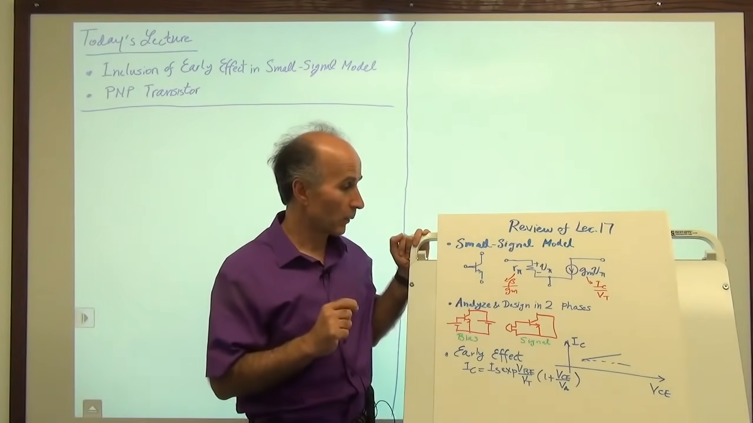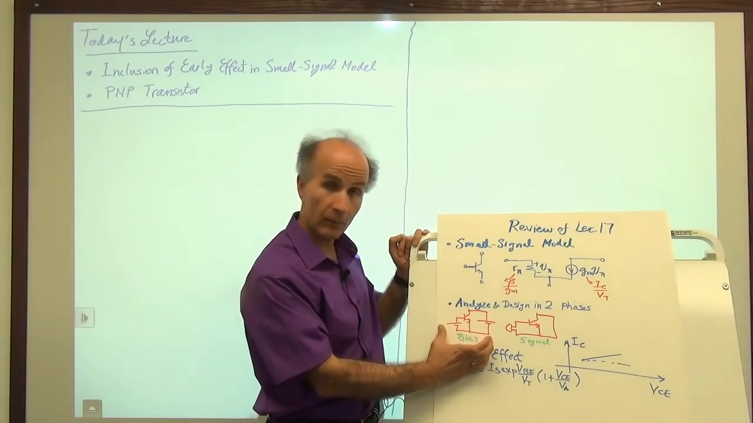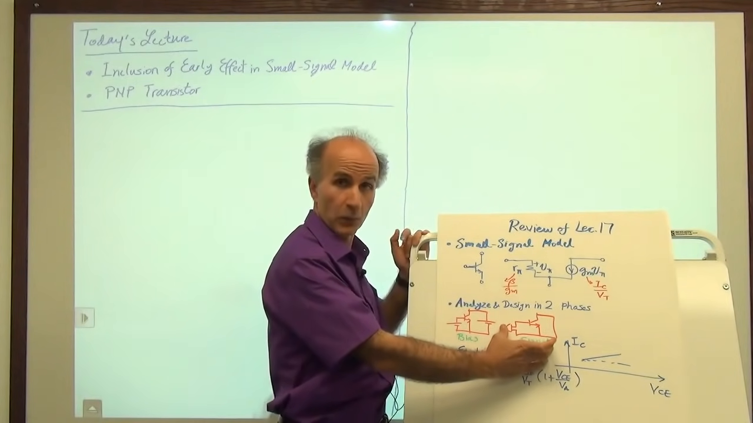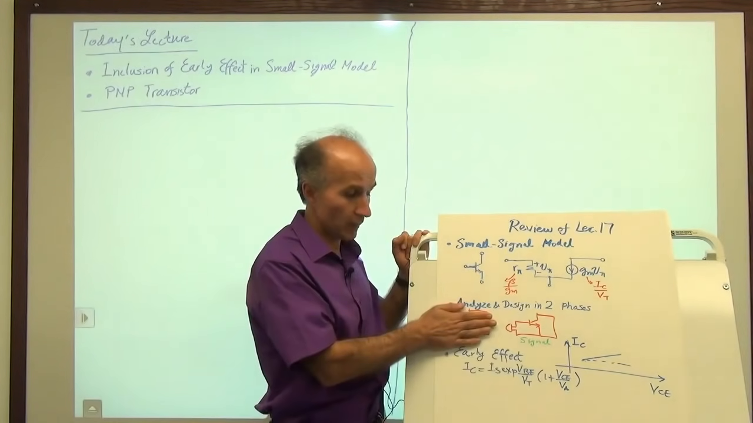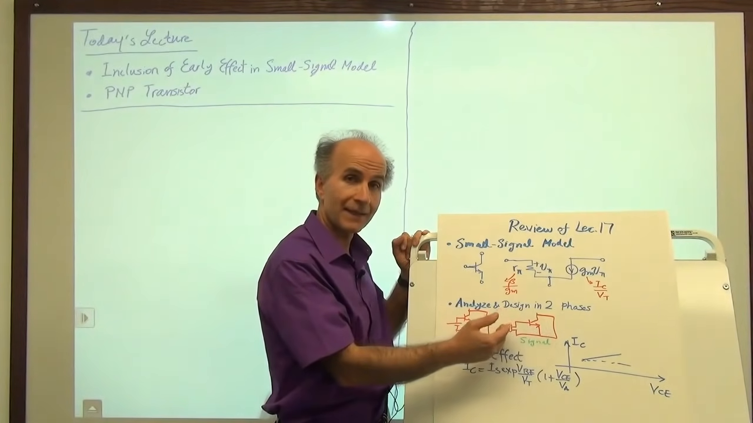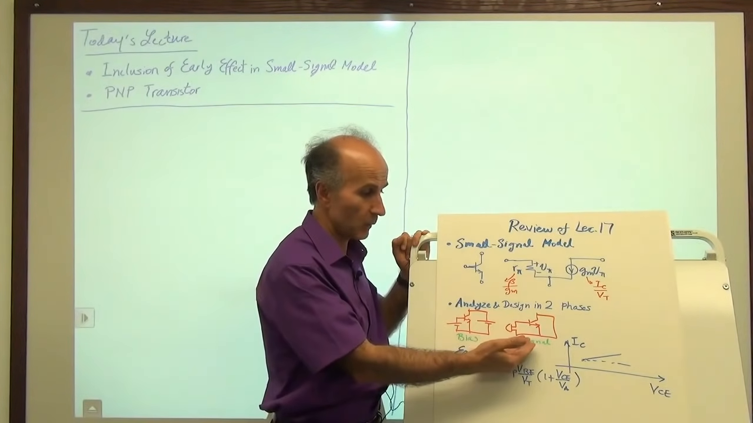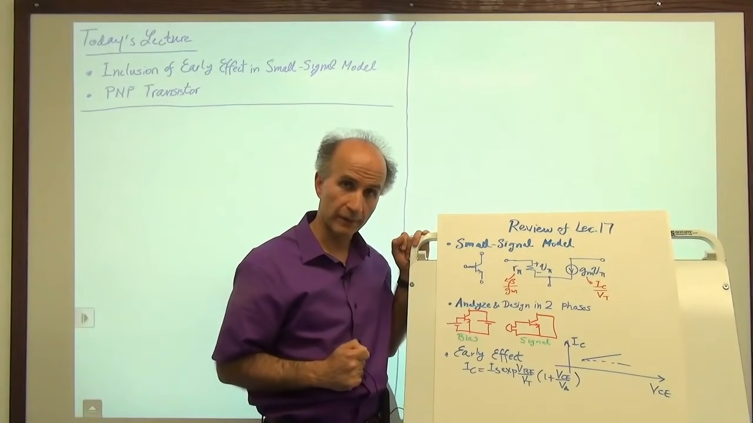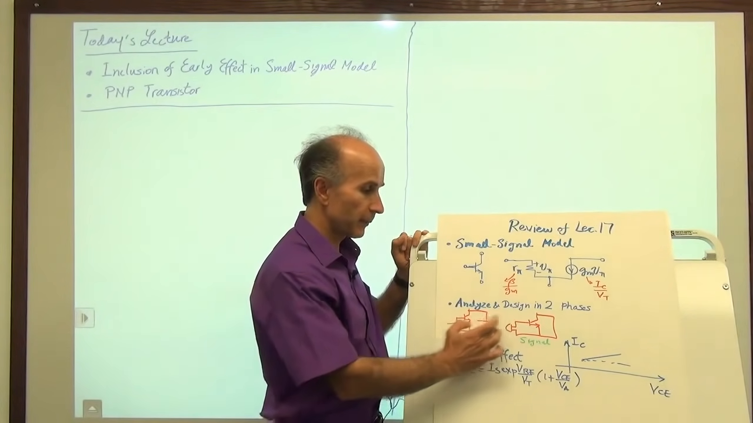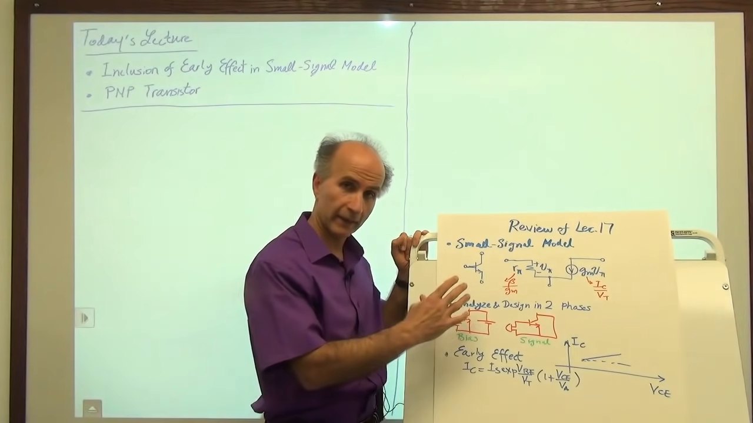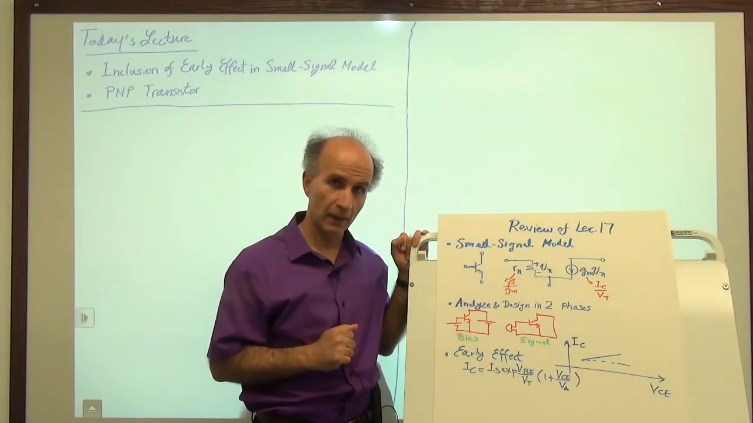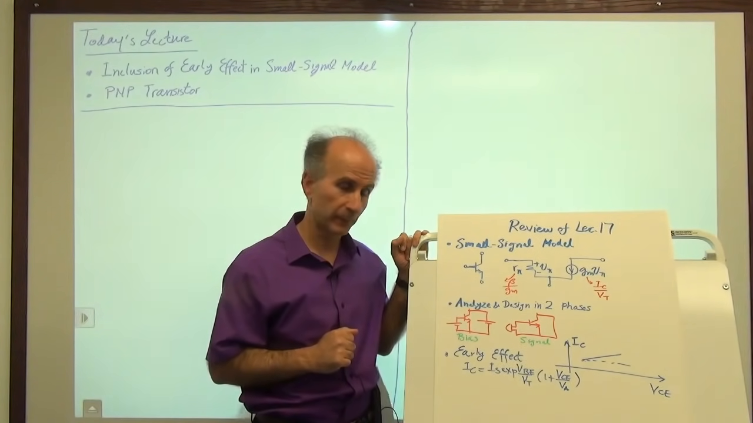Now, we come along after we analyze the bias conditions and we go to the signal conditions. In a sense, we are using superposition. So we forget about the bias conditions now, we just look at what happens as a signal comes in. In this case, we can use a small signal model. So that allows us to separate these two tasks and attack them independently. So that's a simplification in the analysis and design.